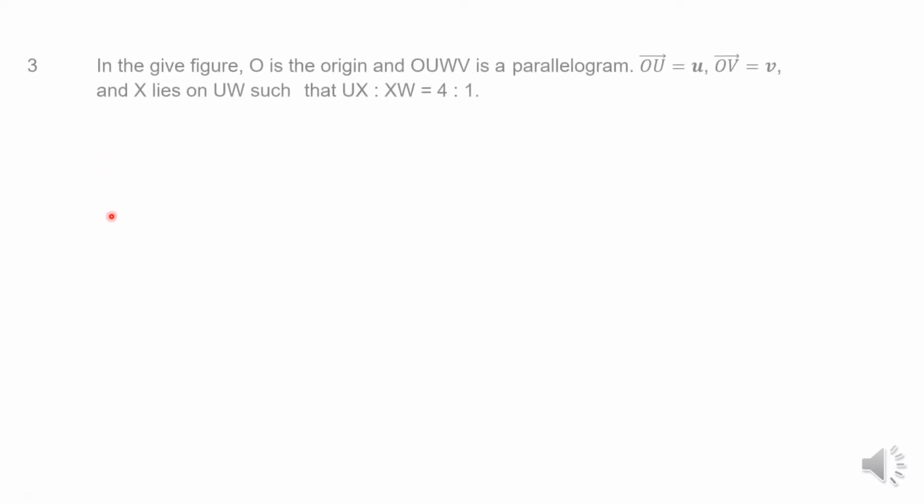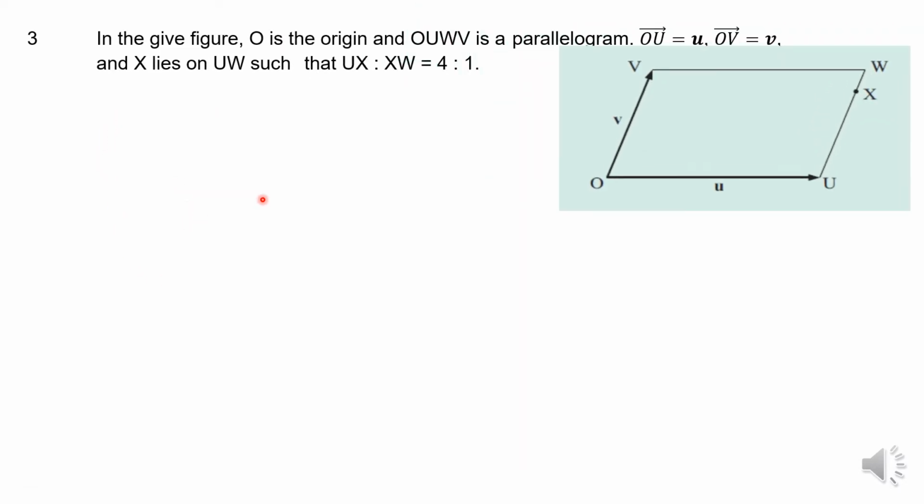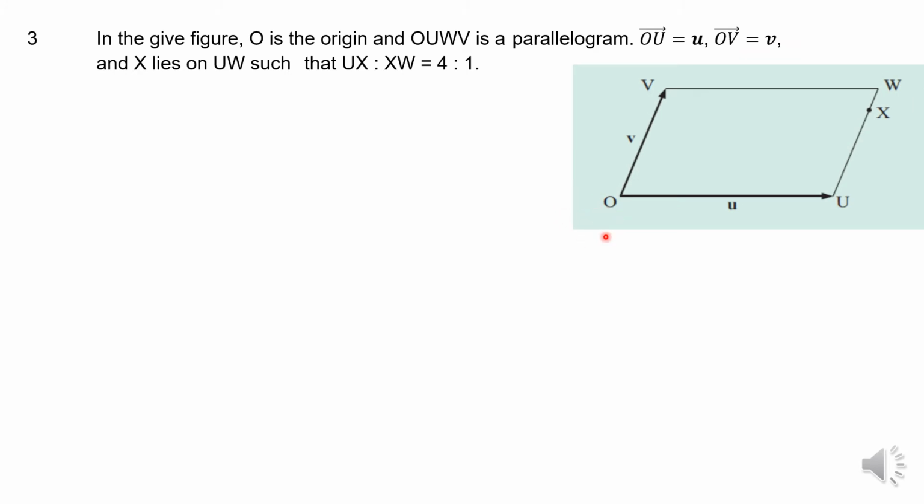Question 3 says, in this particular figure, O is the origin. It's very important when you're told something is the origin, because they're going to do something similar to what I did in the previous question. They're probably going to tell you that OX is a position vector, and then you have to use your knowledge of position vectors. We also see that OV is represented by vector V, and U is represented by U. In fact, VW will also be vector U, and UW will be vector V, because opposite sides of a parallelogram are not just equal, but also parallel.